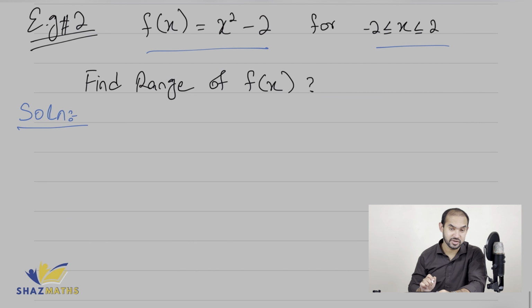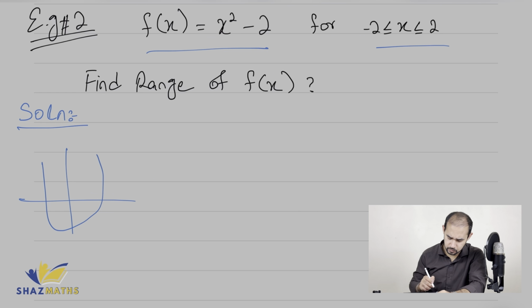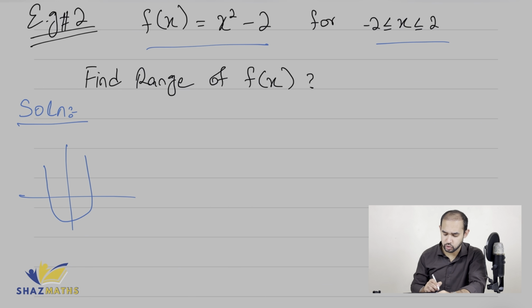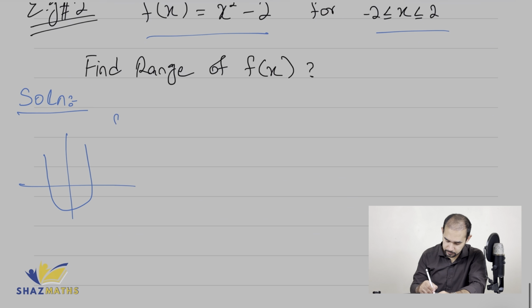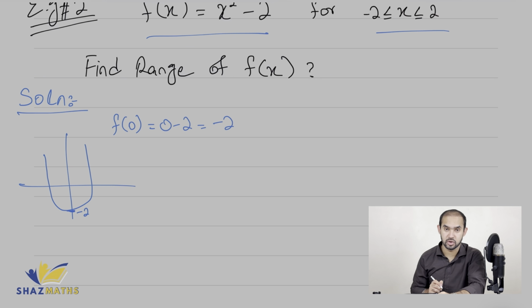Now I can see, because it's a quadratic equation, that the graph should be a parabola. I'm just going to redraw it. And what would be the y-intercept? I can see that if I substitute x equals 0, the y-intercept would be at -2. And that is basically, in this scenario, the minimum point of the function as well.